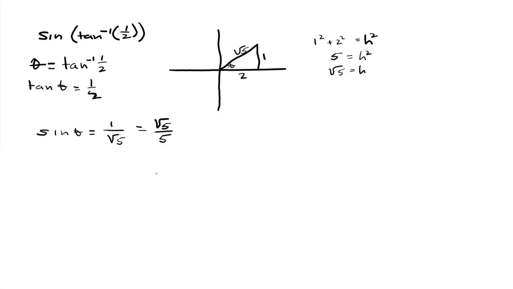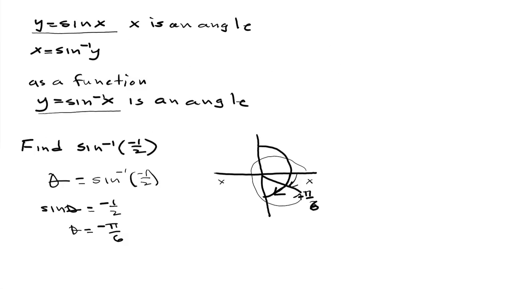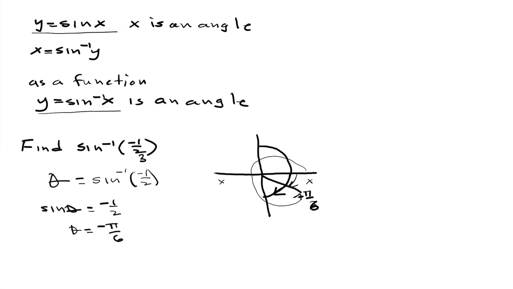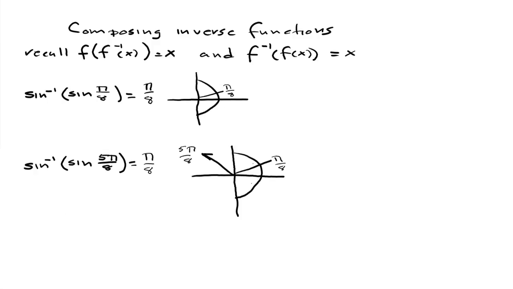I just noticed a mistake that I made. Where is it? Back here. I want to fix it before I close out the video. This isn't pi over 8. It's actually 3 pi over 8. No, that's not right. That's right. There we go. 3 pi over 8.